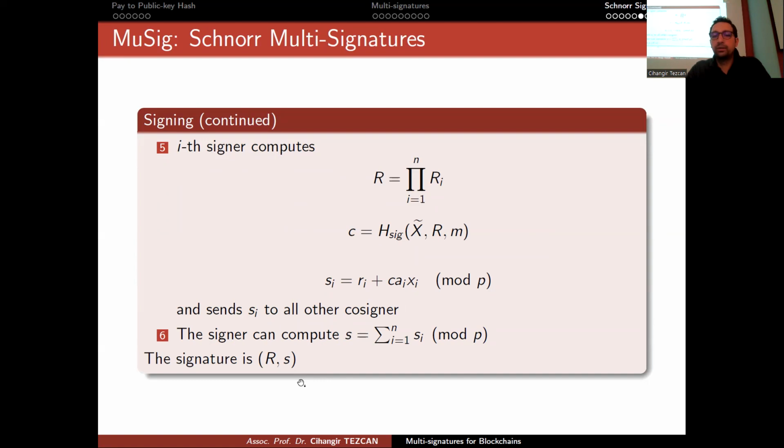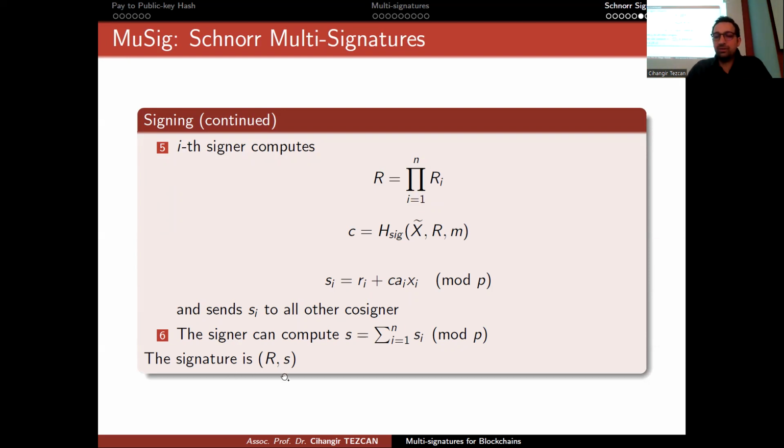Okay. So I mentioned that there are three communications between all of the signers. In order to perform this signing process, you have to communicate with all of the signers in three rounds. But at the end, you obtain a Schnorr signature.